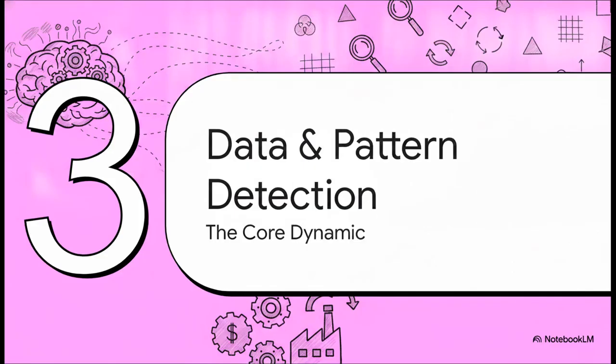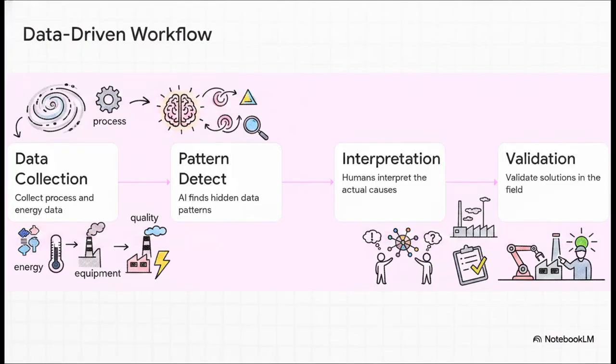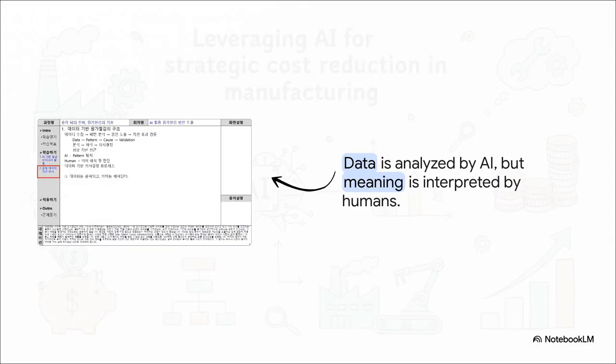Okay, Section 3, data and pattern detection, the core dynamic. With that proper prompt engineered and our context locked in, we can finally unleash the AI on those massive datasets. The data-driven workflow relies on a very specific sequence. First up, we collect diverse data: process, quality, equipment, energy metrics, you name it. Next, the AI does the heavy lifting in Step 2 to find hidden patterns across these variables that a human might totally miss. But Step 3 is where you come in, cause interpretation. Finally, Step 4 is validation. The AI might spot the pattern, sure, but it takes a human to turn that pattern into an actually solved problem.